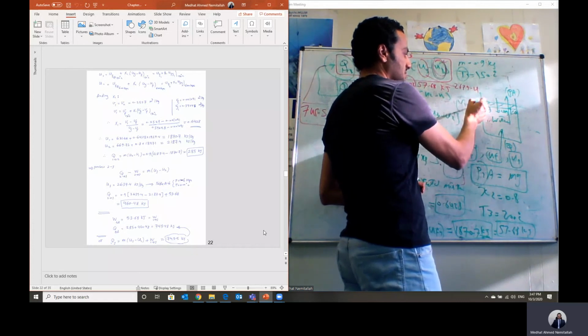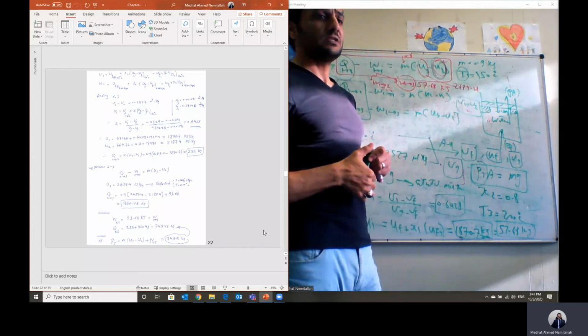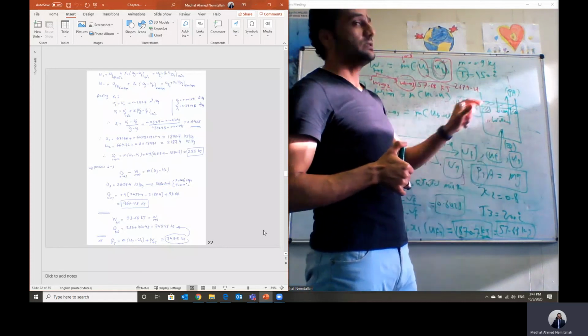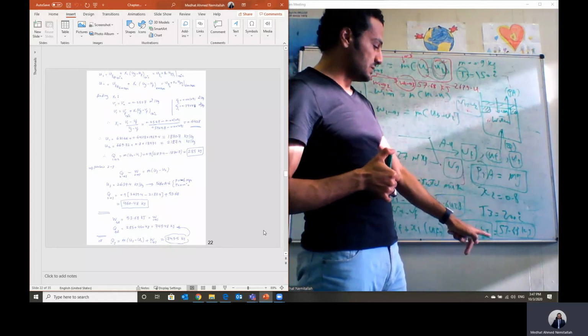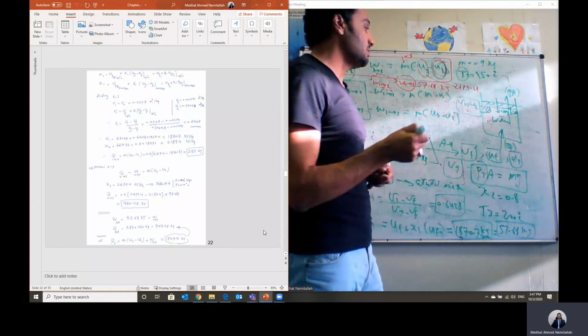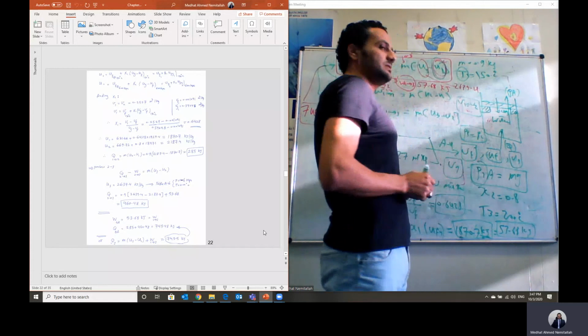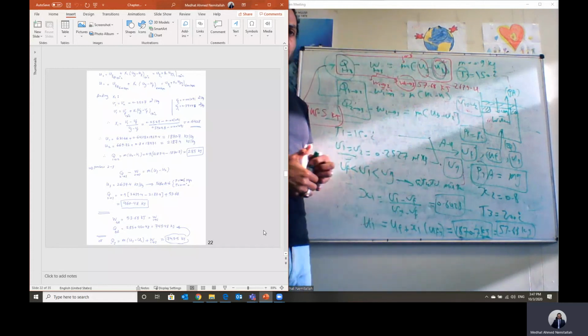But when this piston starts moving, it is a frictionless piston, as stated. So the pressure will remain constant. In this case, V3 will be the same as V2. And this is the key for the solution of this problem.